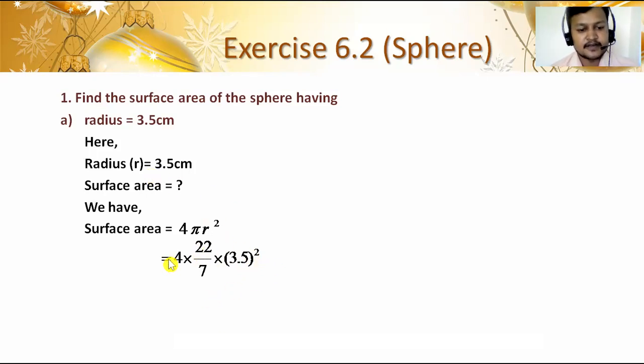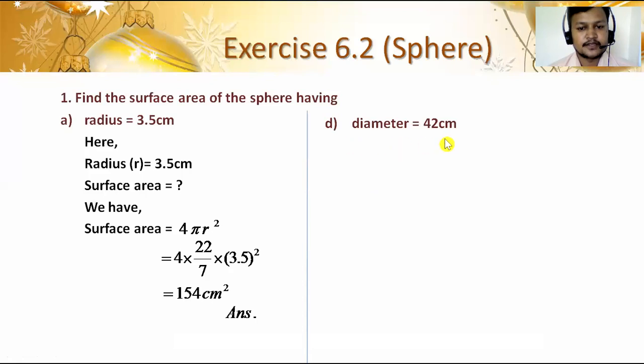Can you calculate its value? First do square of 3.5, multiply that with 22 and 4, and at last divide that by 7. It is 154 square centimeter. This is the answer for total surface area of sphere having radius 3.5 centimeter.